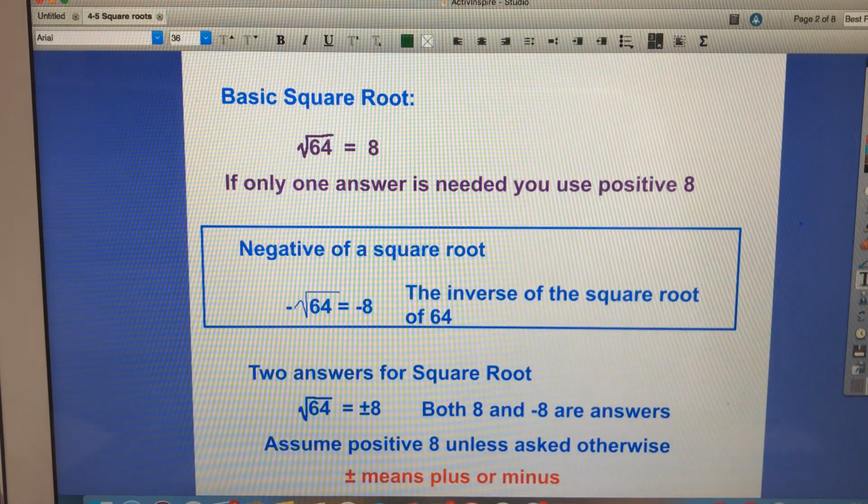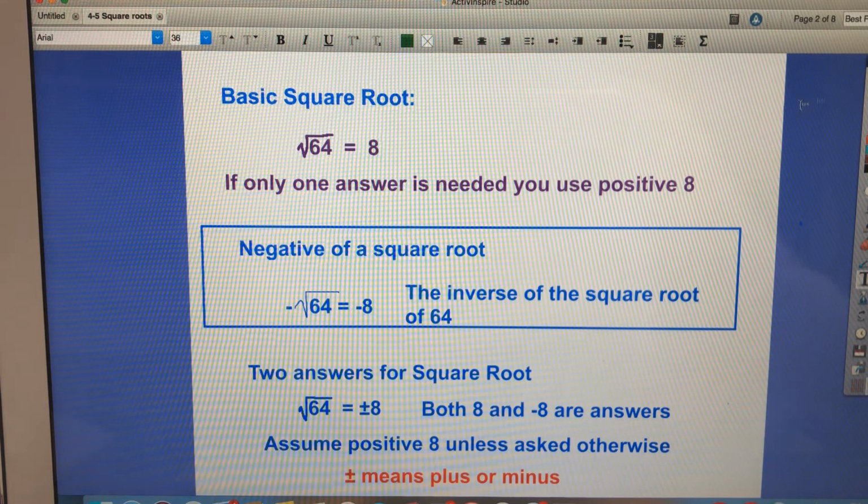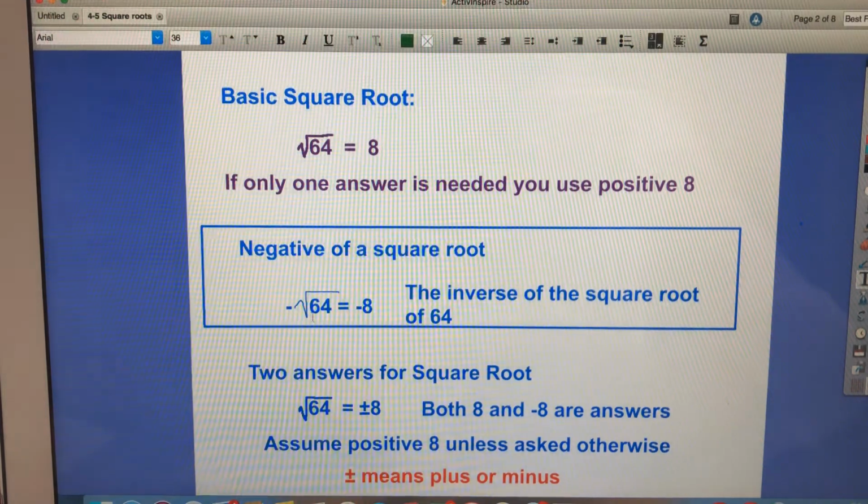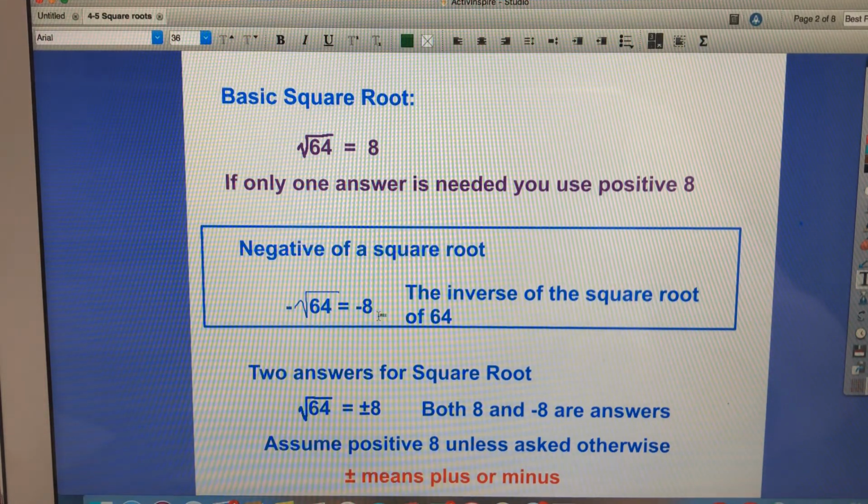Basic square roots. The square root of 64 equals 8. If only one answer is needed, then you use a positive 8. The negative or inverse of a square root, if I have a negative sign in front of my radical, that means I take my answer, the square root of 64, and I make it negative, negative 8.